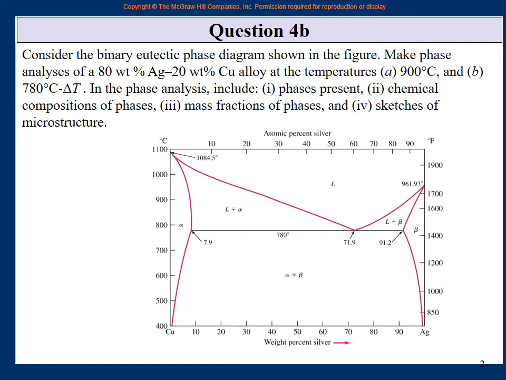Let us go to the next question. This is also from phase diagrams and so on, but this is a numerical problem. Consider the binary eutectic phase diagram shown in the figure. Make phase analyses of 80 weight % silver, 20 weight % copper alloy at a temperature of 900 and a temperature of 780 minus delta T. In the phase analysis, include phases present, chemical compositions of phases, mass fractions of phases, and sketches of the microstructure.